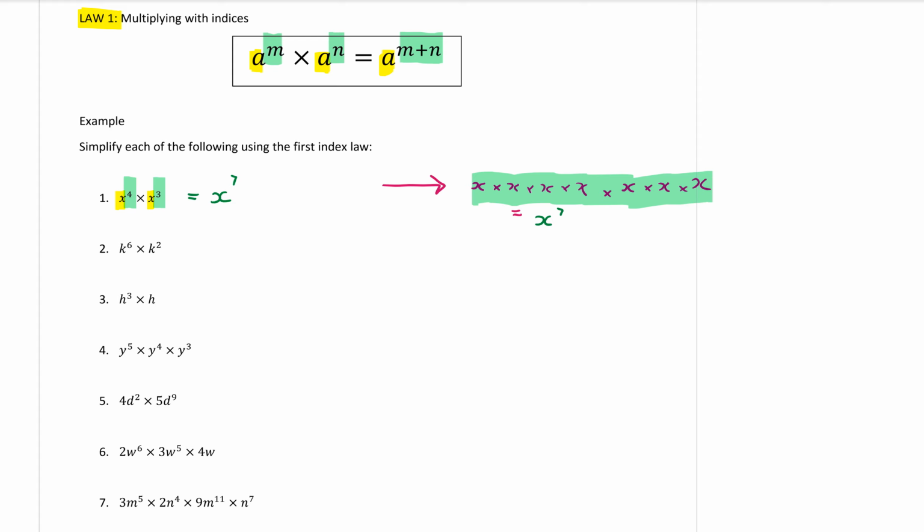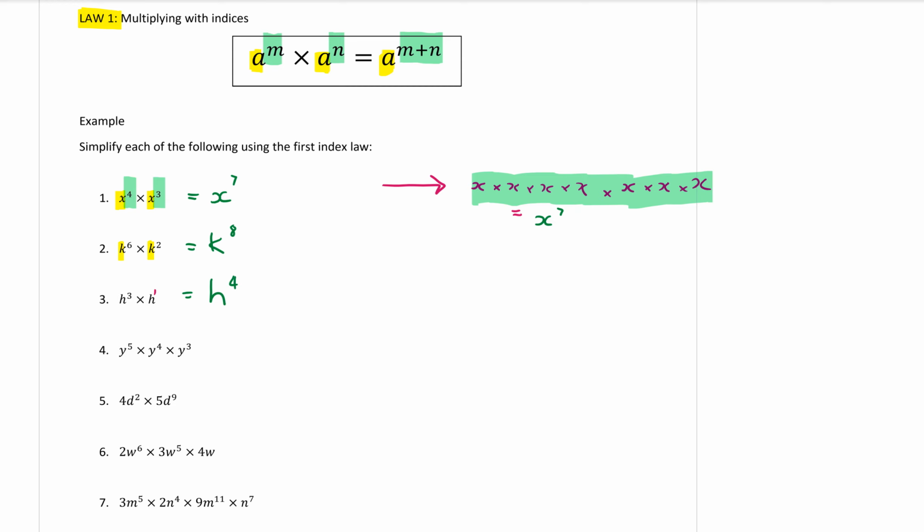So all we have to do is say the bases are the same. The bases are k's. So k is the base, and we add the powers. 6 plus 2 makes 8. In question 3, h is the base, and we add the powers. Now we only have one power written down. It's a 3. On the second one, if there's no power there, it means that it is a power of 1. So we're actually doing 3 plus 1, which is h to the power of 4.